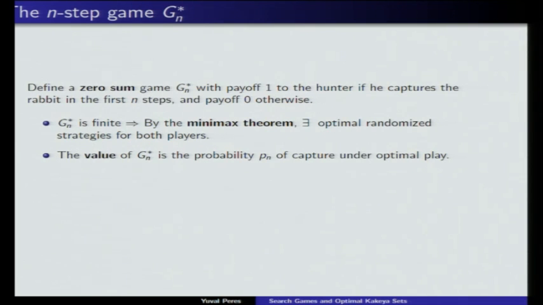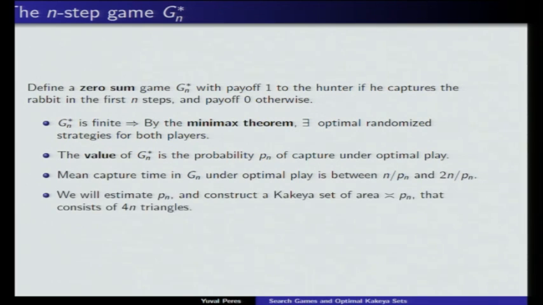So in other words, there is some value to this game, and the value is just the probability of capture under optimal play. The rabbit has an optimal strategy that ensures no matter what the hunter does, the probability of capture will be at most this value. And for the same value, the hunter has an optimal strategy that ensures no matter what the rabbit does, the probability of capture is at least this v.